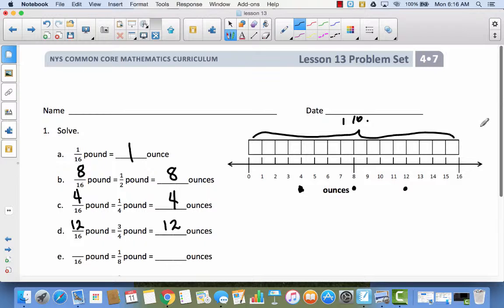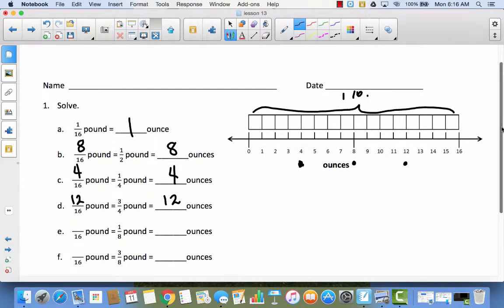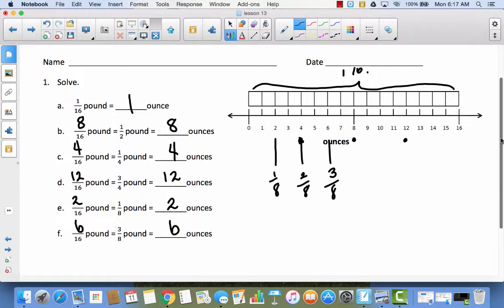All right, so what if I divided this into 8 parts? If I took 16 and divided it into 8 parts, I would have 2 in each part. So 1/8 would be the same as 2/16 of a pound, which would be equal to 2 ounces. If I had 3/8, so if this is 1/8, and then I go over 2 more, this would be 2/8. And if I go over 2 more, this would be 3/8. So 3/8 would be the same as 6/16 of a pound, which would be equal to 6 ounces. Okay? All right, so let's take a look at the next part.